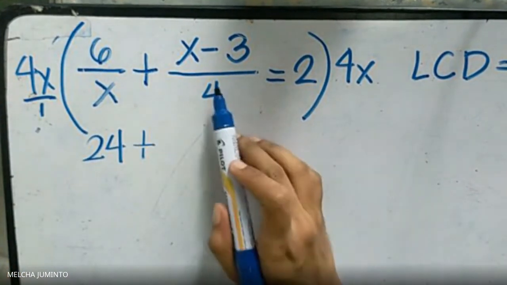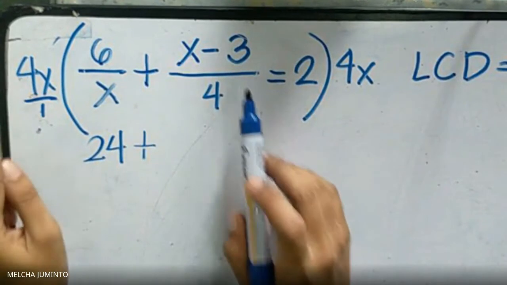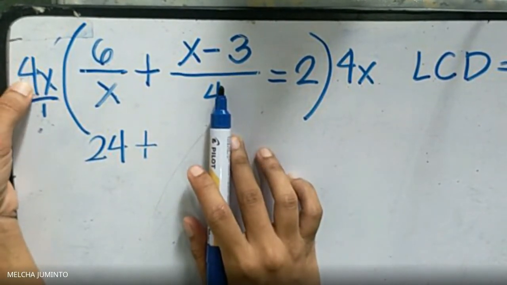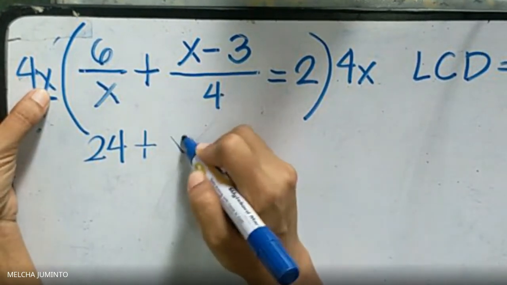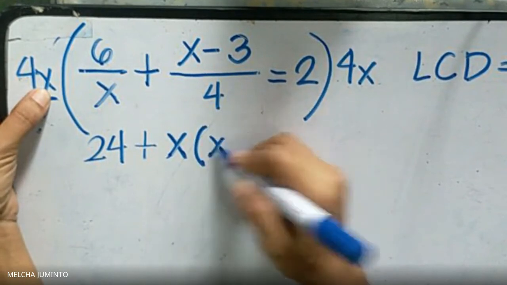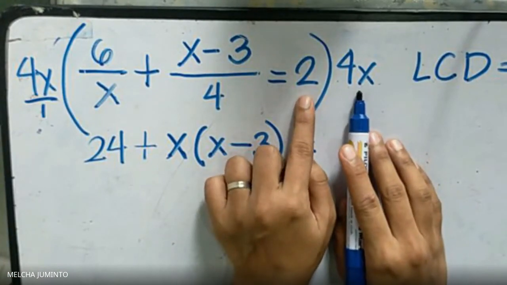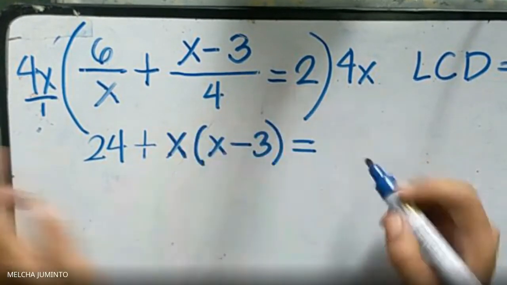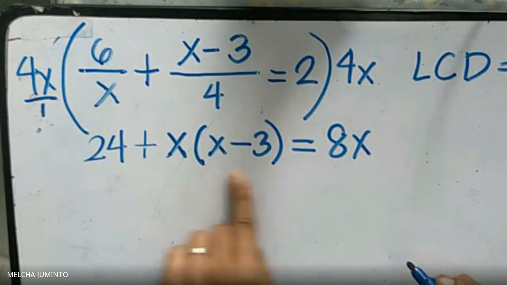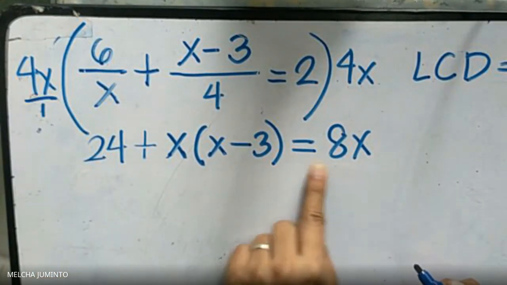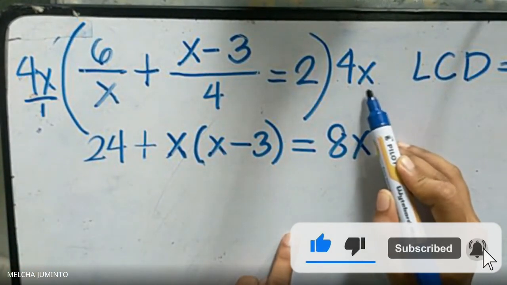Plus, now for the second term, once we multiply 4x and x minus 3 all over 4, what will be cancelled out is 4. Because 4 here is the numerator, 4 here is the denominator. We cancel out 4. What remains is x. So x times the binomial x minus 3 equals, we also do the same on the right side to maintain the equality. 2 times 4x is 8x. So at this point, as you can see, there is no fraction here. In this equation, the fractions were removed because of the use of the LCD 4x.